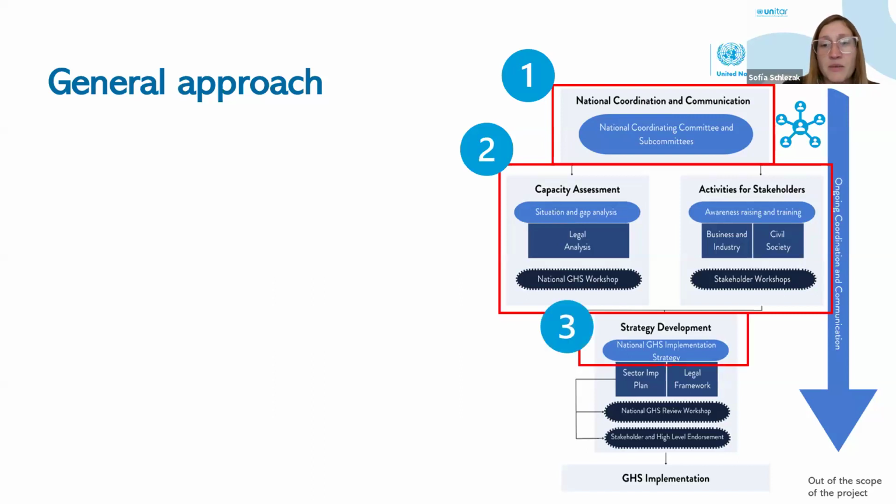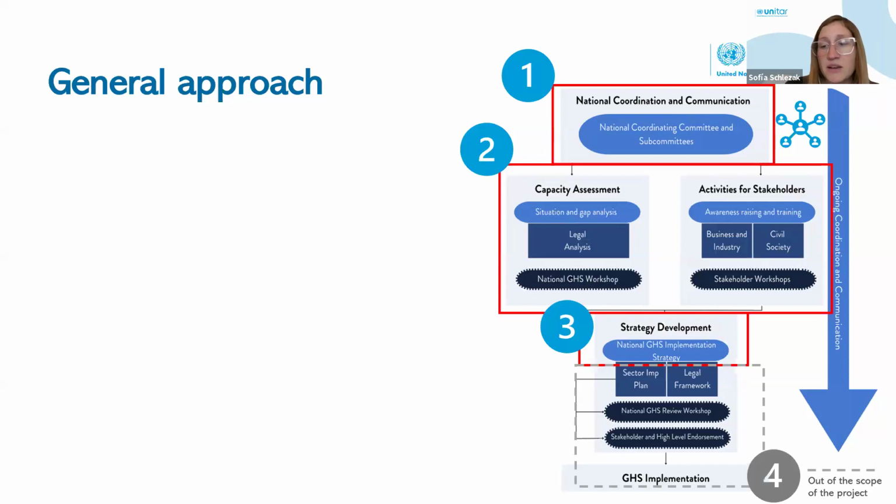Then we have the development of the strategy. Once we have everyone engaged and we analyze the situation at the local level, then we start analyzing what would be best in terms of the local context. For that, we can develop a sectorial implementation plan, and of course, finally, a legal framework. And then the final part is the endorsement of the strategy and a workshop to communicate this strategy with all the stakeholders.